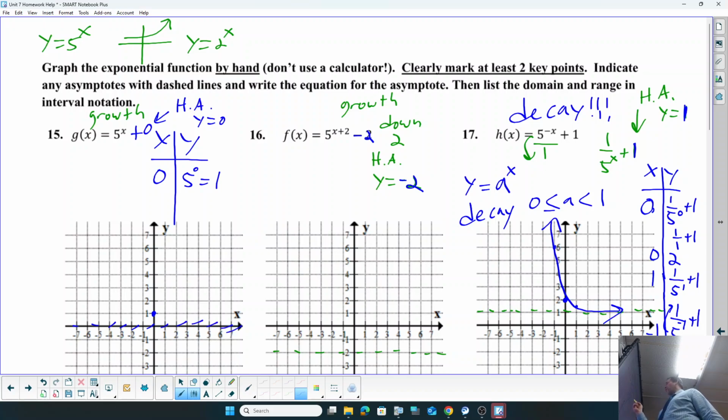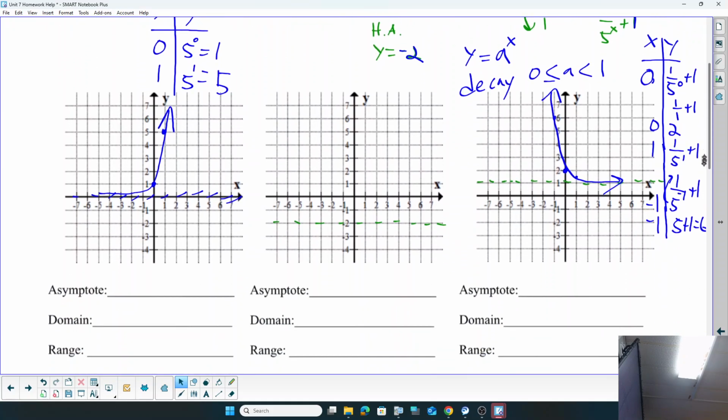And how do we know it's growth? Well, if you put x equals 1 in there, that'd be 5 to the first power, which is 5. So over 1, up 5. So that's some pretty good growth going on there. Pretty fast, actually. Cool. Now, there's some other things to fill out.